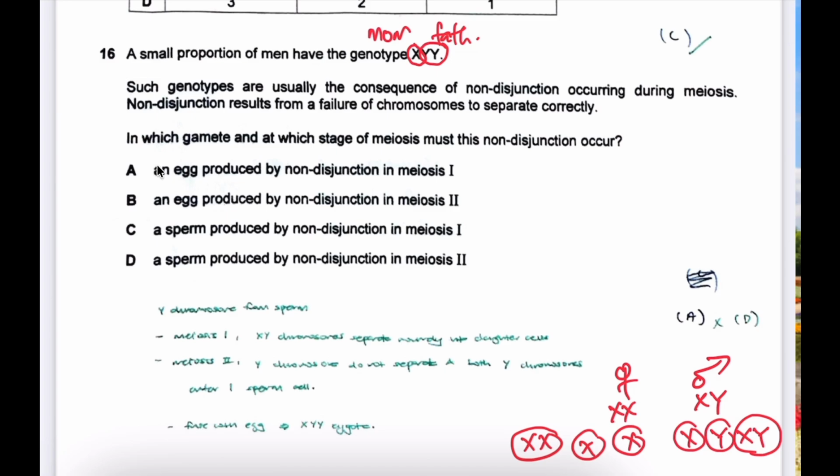So that's why A and B are out, because it's XYY. So Y can never come from the mother. That means the person got an X from a normal egg, so the non-disjunction cannot take place in the egg. So that's how I narrow down. Now, how do we get 2 Y? You will see that the chromosome is like that: X, Y, right?